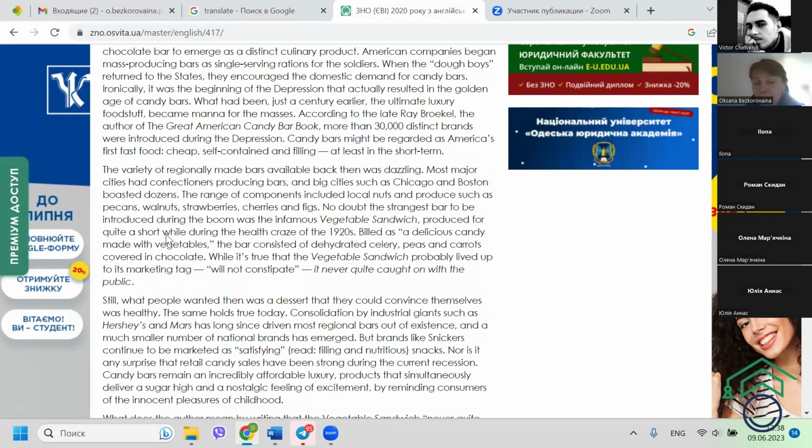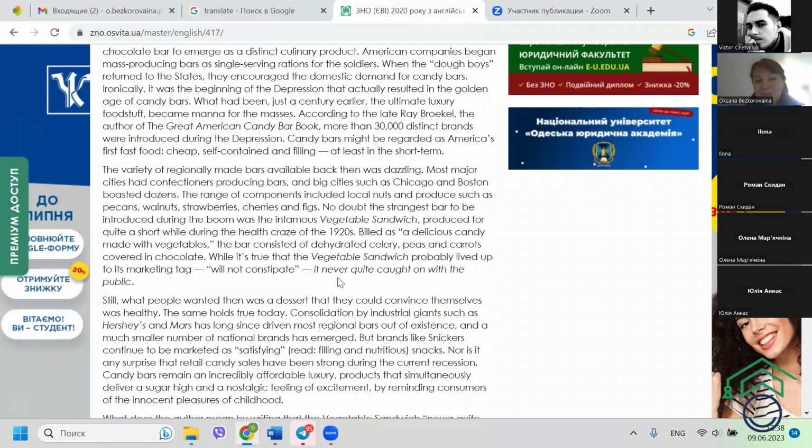The bar, а пам'ятаємо, що його недовго виробляли. Да? The bar consisted of, з чого він складався, while it's true, правда. Ну, це ж таки правда, що він probably, напевне, lived up to its marketing tag, виправдав свої ринкові сподівання, да, will not constipate, не викликає закрепів. It never quite caught on with the public.